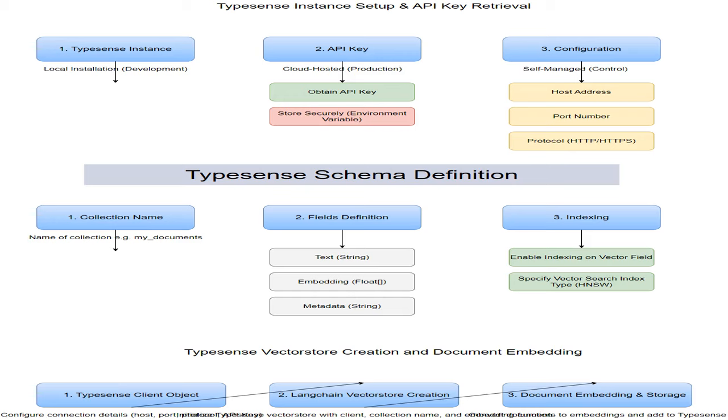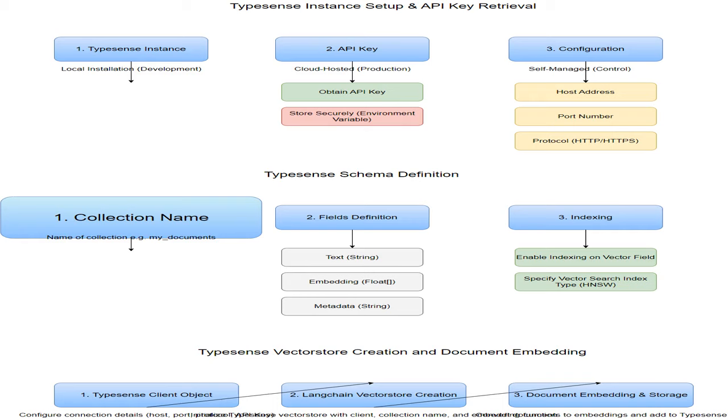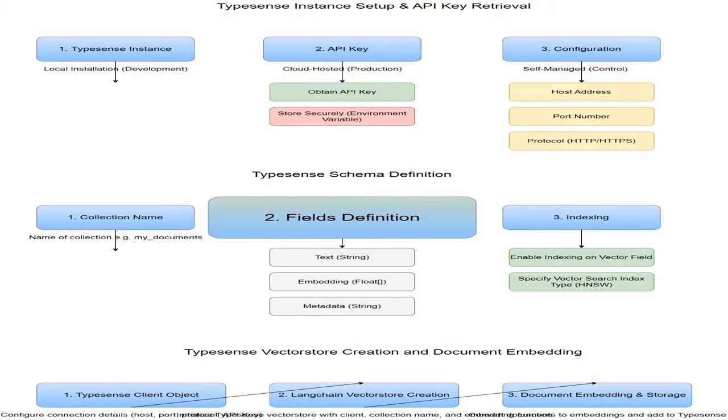Now, let's define the schema in Typesense. It's like setting up the structure for your data, telling Typesense what kind of information it will be storing. The name of the collection, for example, my_documents, is how you'll refer to this set of data in Typesense. Field definitions specify the data types for the information you will store, such as text as string, embeddings as float array, and other metadata as a string.